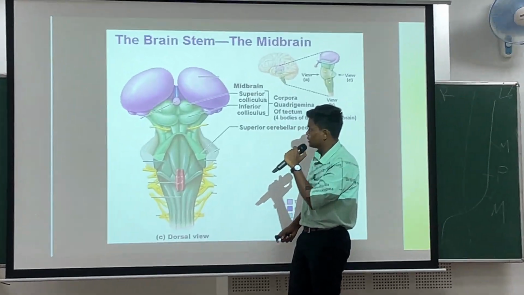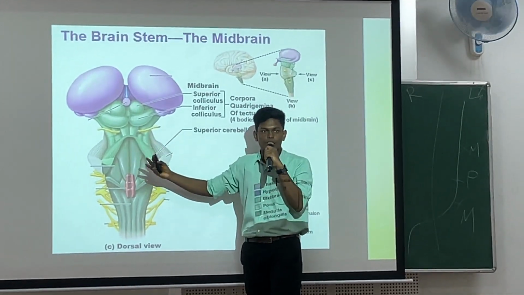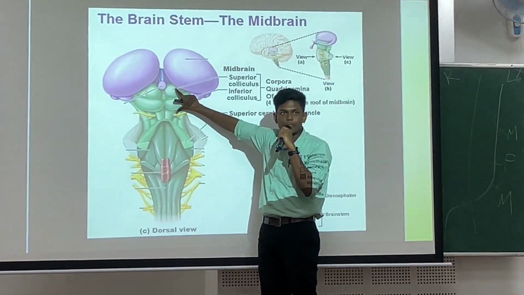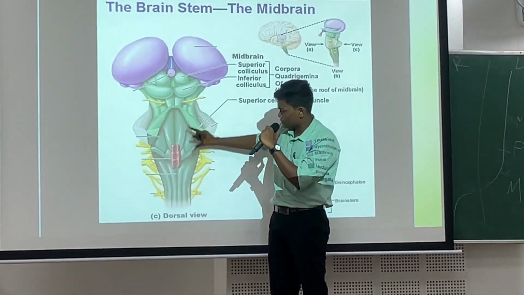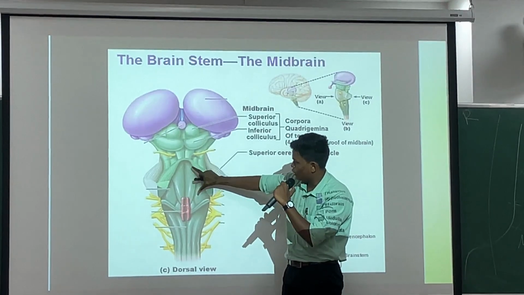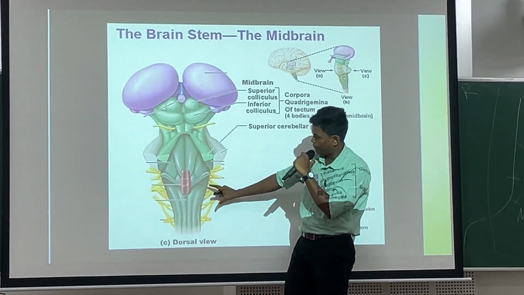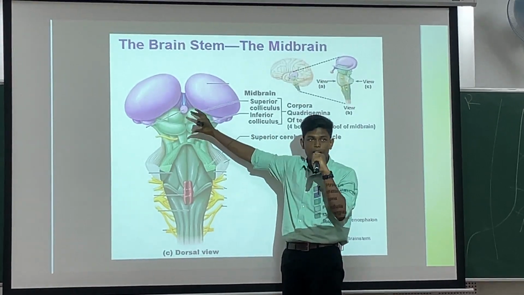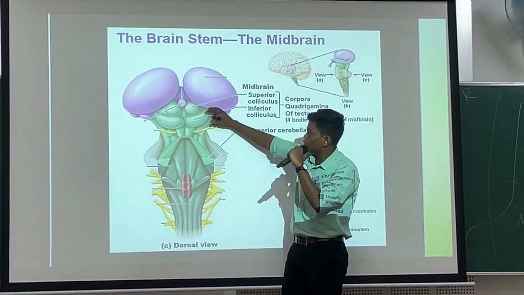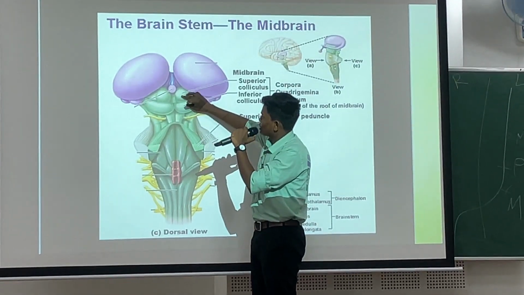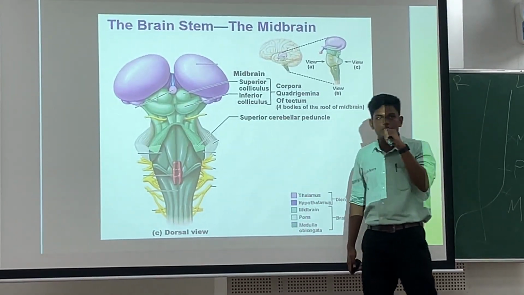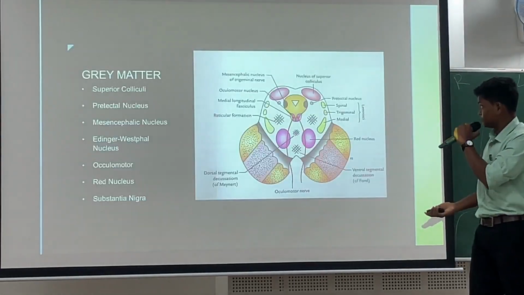This is the dorsal view of the brainstem, in which we can see the midbrain, pons, and medulla. Pons because of the fourth ventricle, and medulla because of the pyramid and olive. The structure I am going to talk about is the midbrain. As we can see, these are the superior colliculus and the inferior colliculus. Let's go to the transverse section at the superior collicular level.